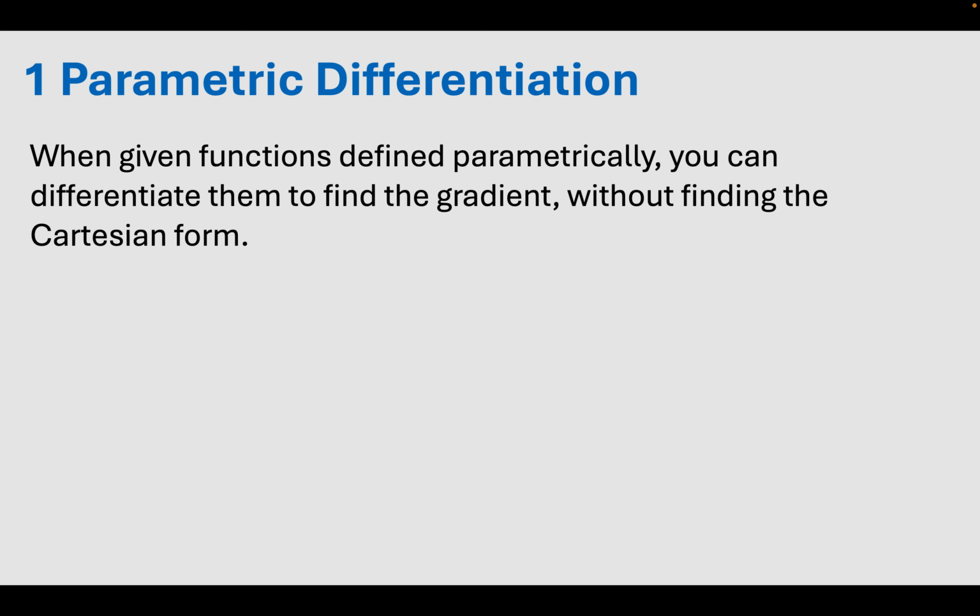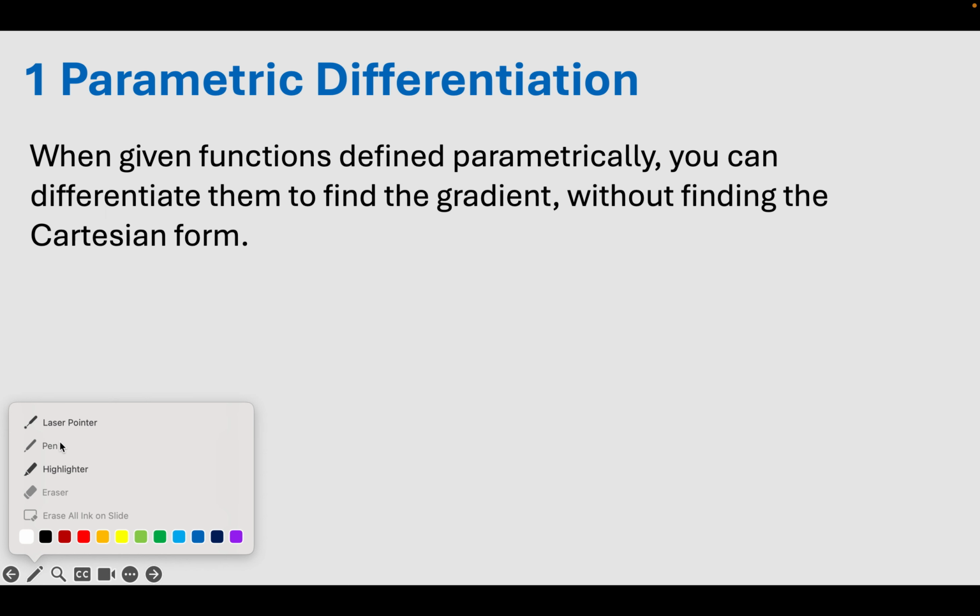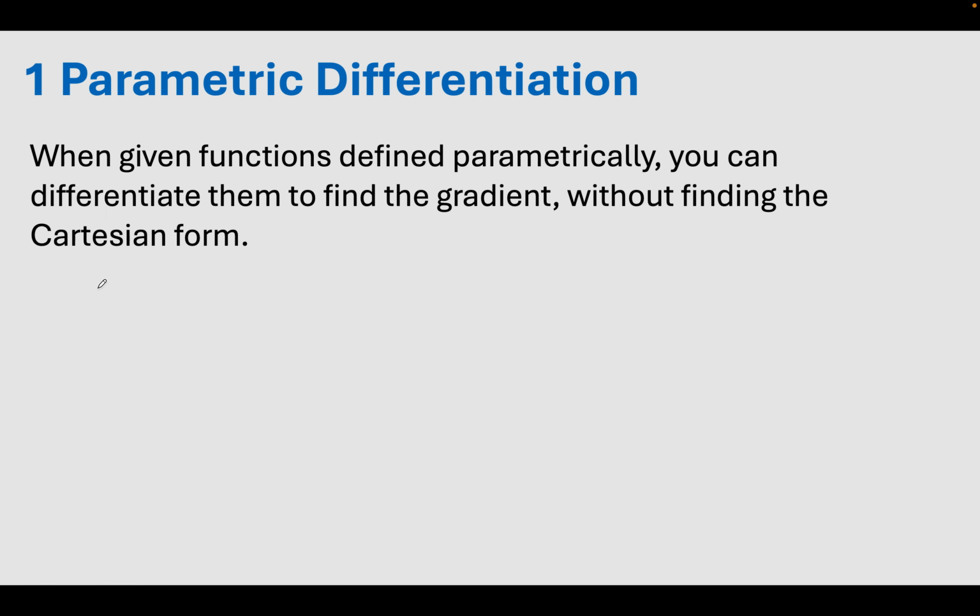So when given functions are defined parametrically, you can differentiate them to find the gradient without finding the Cartesian form. Now this is why parametric equations and parametric differentiation can be so useful. Now to do this, we're going to make use of the chain rule.